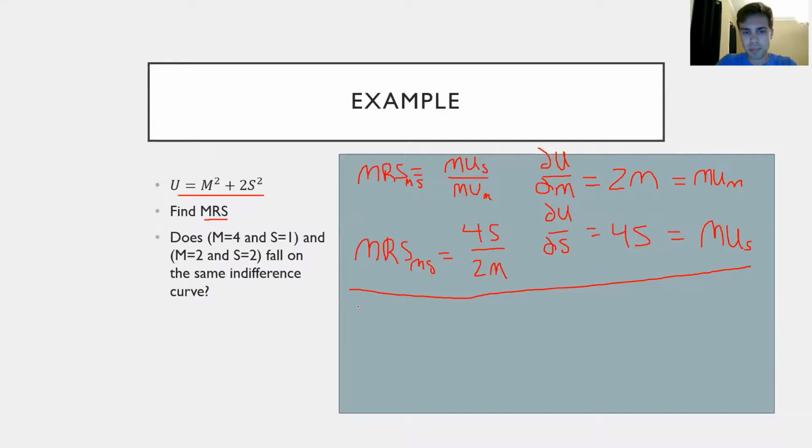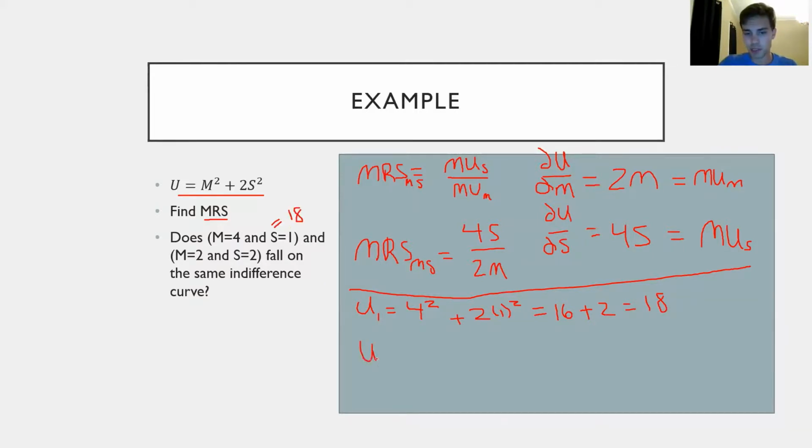Okay, so let's find the utility of bundle 1. So this is m squared. Our m is 4, so that's 4 squared plus 2 times s, which is 1 squared. Okay, so 4 squared is going to be 16, plus 1 squared is still 1, times 2 is 2. So 16 plus 2 is going to be 18. So bundle 1 is giving us a utility of 18.